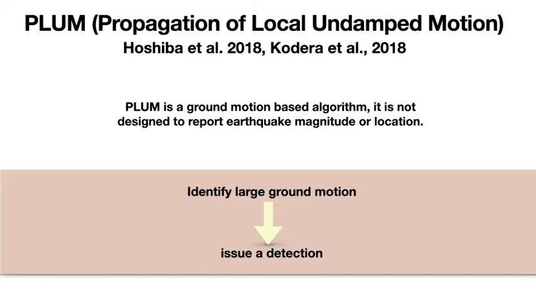We use the PLUM algorithm, which stands for Propagation of Local Undamped Motion, initially designed and refined by Hoshiba and Kodera. PLUM is a ground motion-based algorithm. It is not designed to report earthquake magnitude or location. The method is extremely simple. Identify large ground motions and issue a detection. It is as simple as it gets.